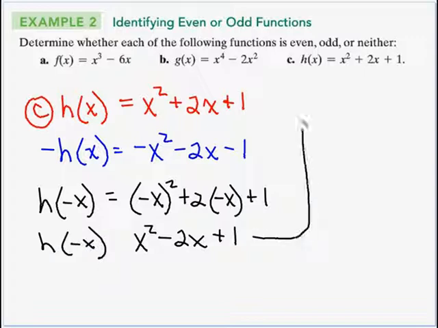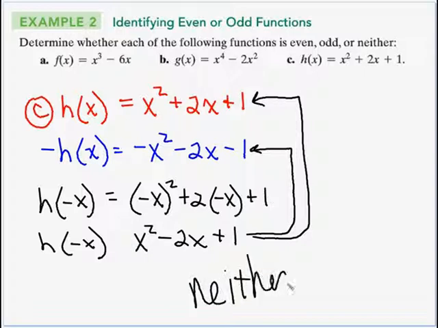Is it exactly the same as the original? No, so we're not even. Is it the same as the negated version? No, because the signs are off. So it's not odd. So this would be neither. If it's not even and it's not odd, it's neither.